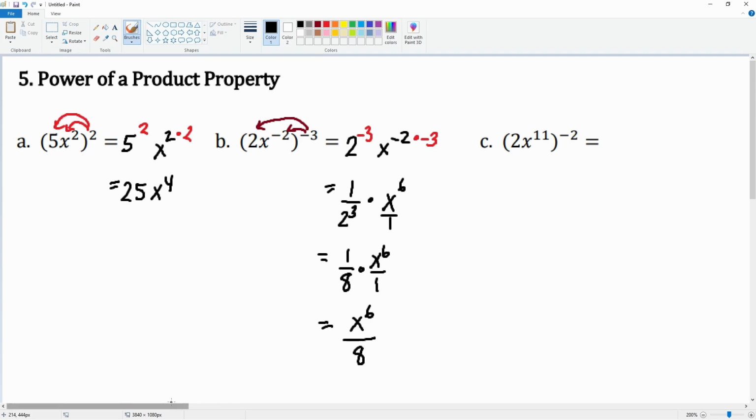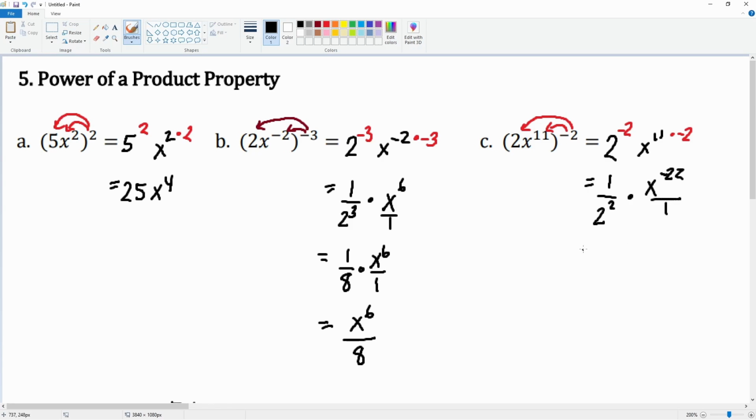C, same process here. That -2 is going to be distributed to both terms, the 2 and the 11x. So we have 2 and the 11x. Then the -2 is going to be distributed to that 2, and that -2 is going to be distributed to that 11. Again, we cannot work with the negative exponent, so we bring it down of the fraction symbol, becomes 1 over 2 to the 2. And then that x on top was 11 times -2 becomes -22.